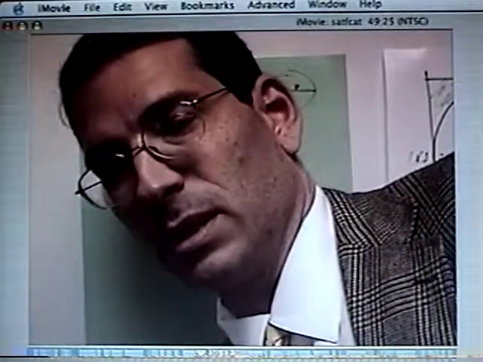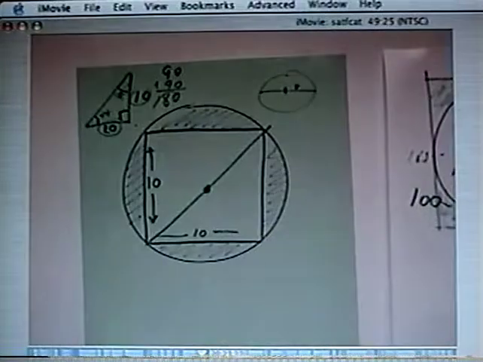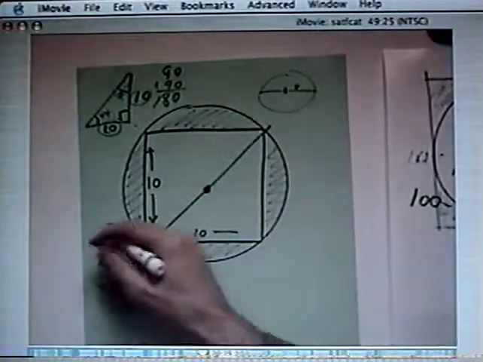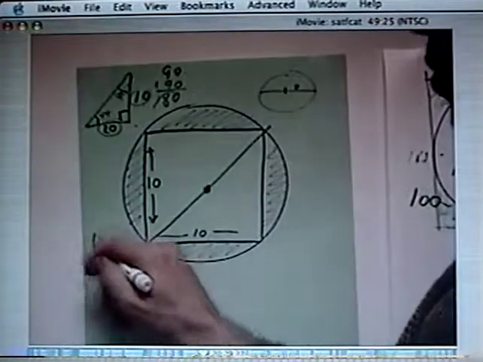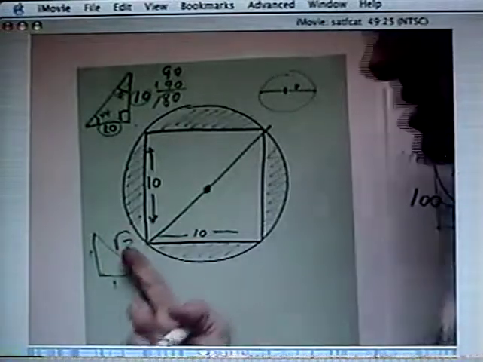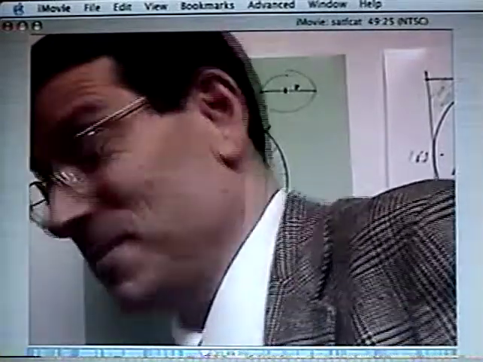There's a special formula for 45 angles. Triangles that go 45, 45, and 90 have a special formula. If I make one side one and one side another one, there's this root 2. Just remember that, okay? Root 2.